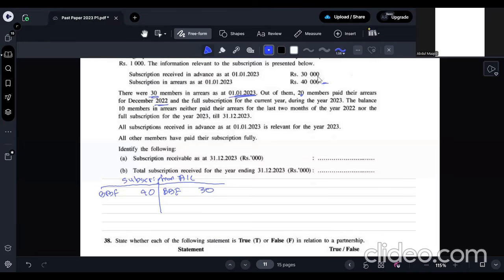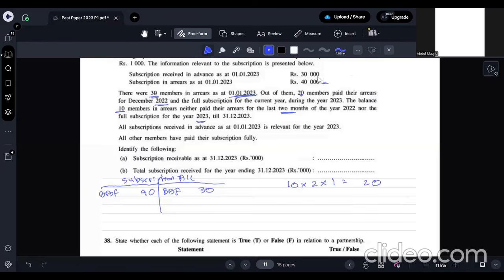Now, 30 members were in arrears. Out of that, 20 paid. The balance 10 members in arrears neither paid their arrears for last 2 months of the year 2022. Those 10 people had to pay for the last 2 months of last year also. They have not paid it yet. How much will that be? 10 members into 2 months into 1000 per month, that is 20,000. Okay.